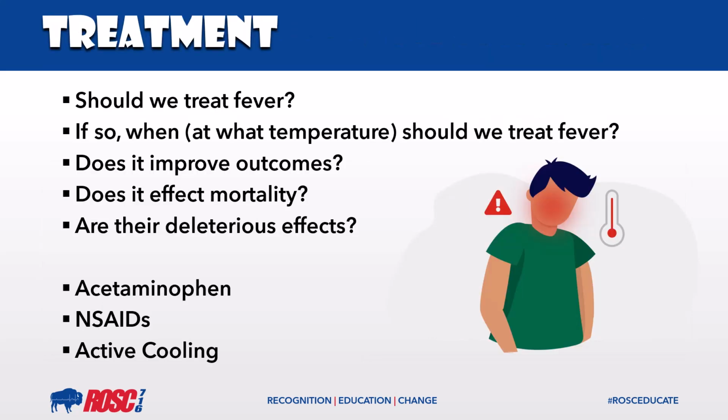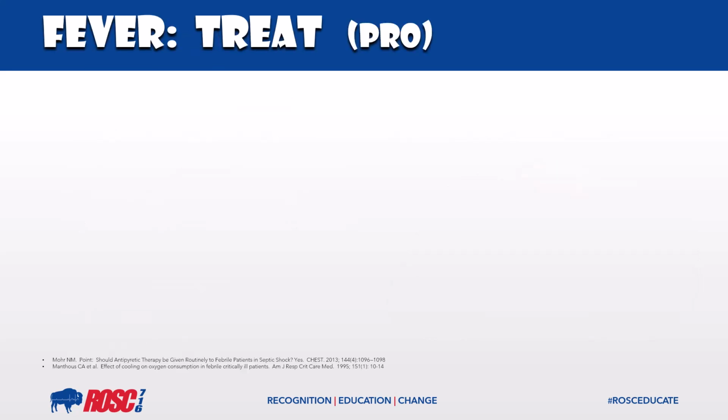So when it comes to talking about treatment of fever, we should ask ourselves many questions. Should we treat fever? If so, when and at what temperature? If I'm treating fever, I would expect that I'm probably trying to improve outcomes. With that, does it affect mortality? And are there negative downstream effects? The main players of our treatment would be acetaminophen, NSAIDs, and active cooling. Let's briefly discuss the pro-con debate of the treatment of fever in the ICU.